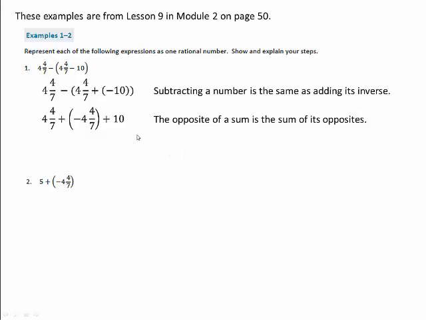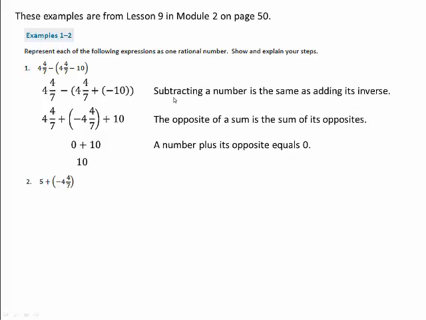The next step we're going to do is rearrange things so that we're adding two things that are opposites. 4 4/7 plus negative 4 4/7, that equals 0. The sum of opposite numbers is 0. A number plus its opposite equals 0. And so we have an answer of 10.